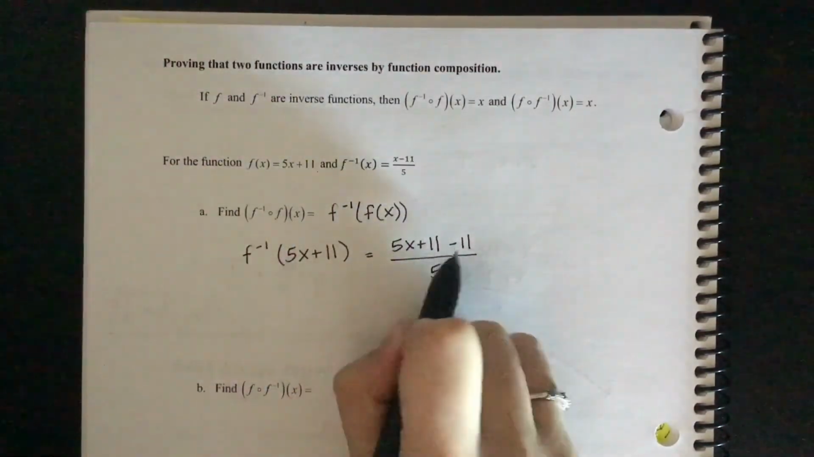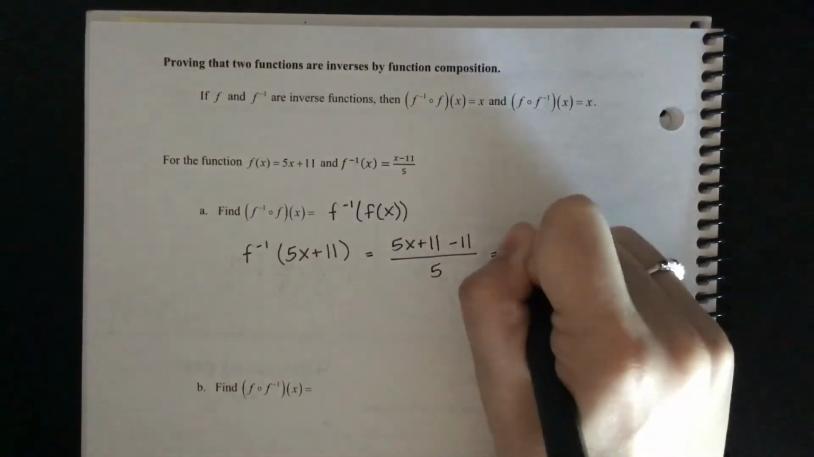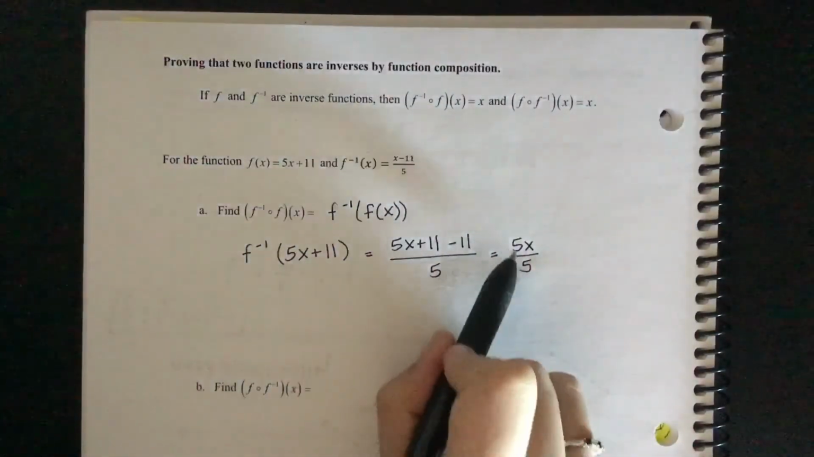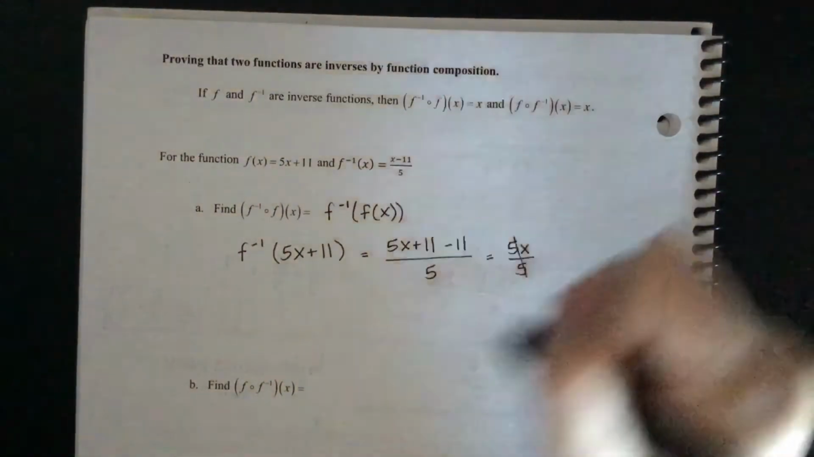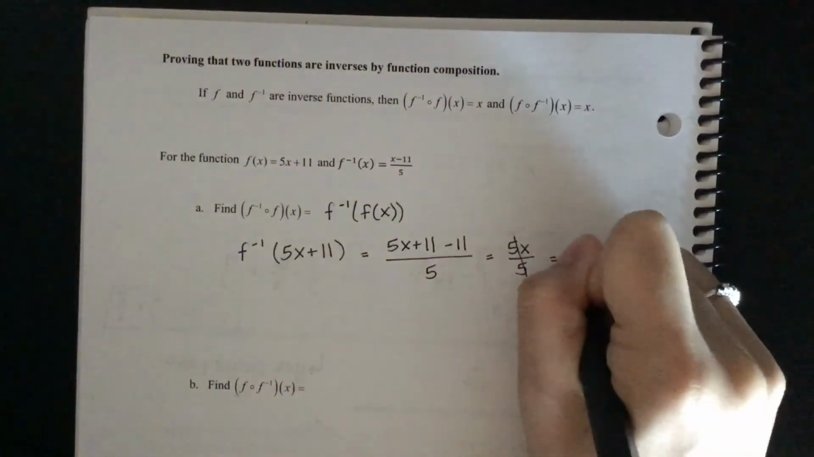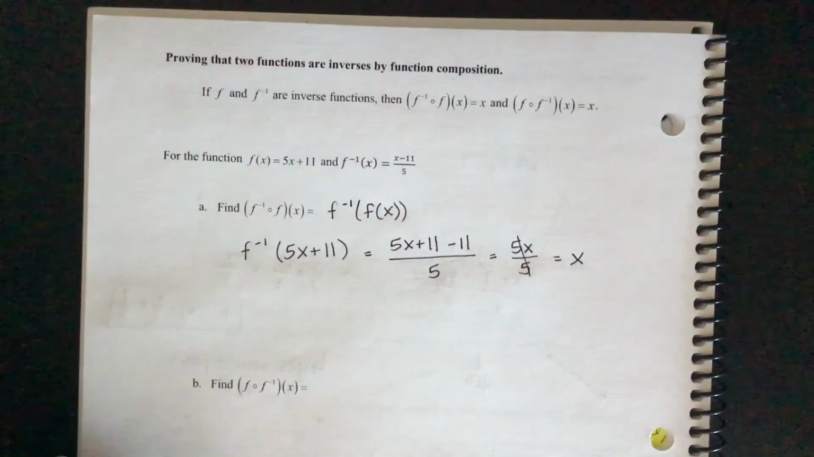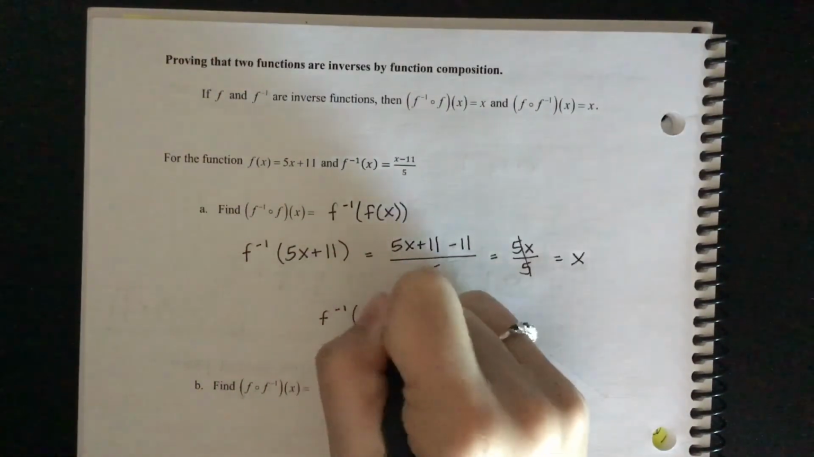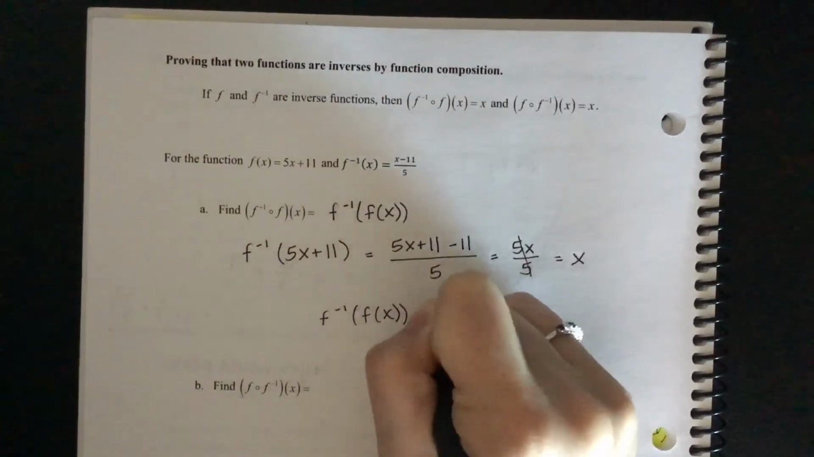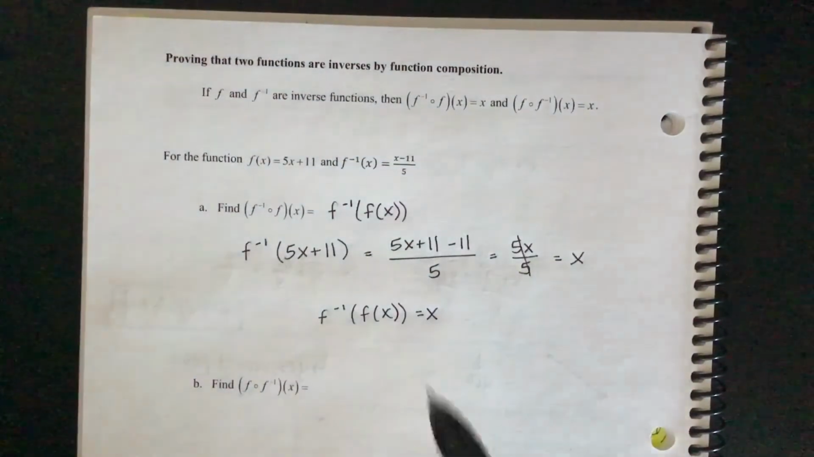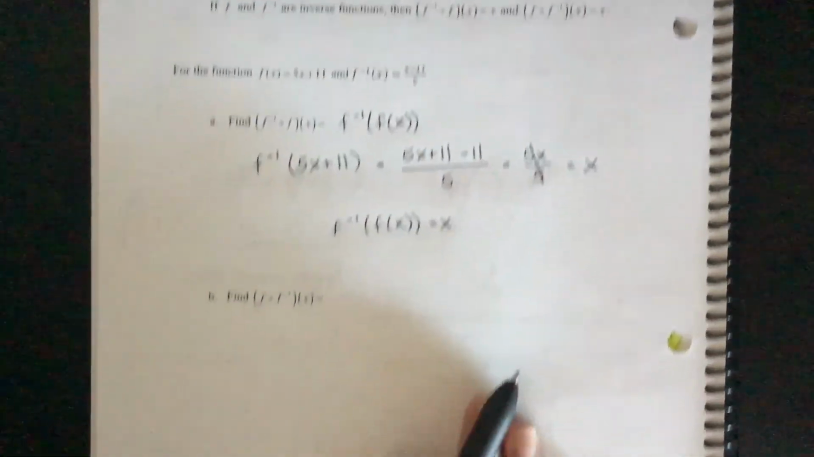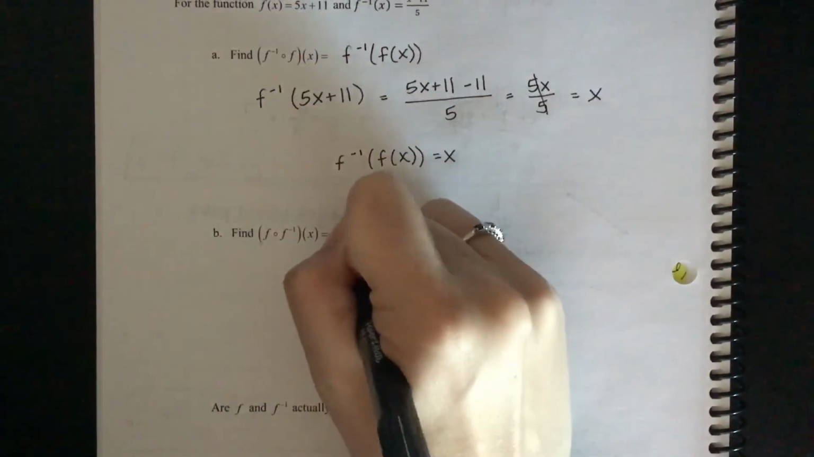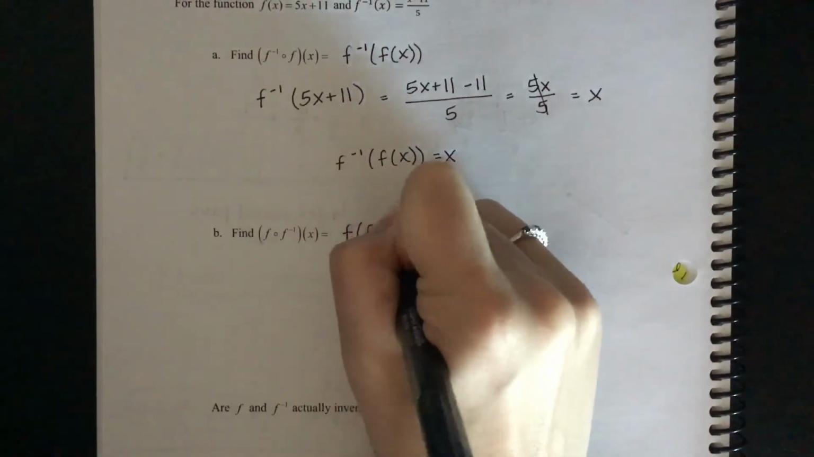I can simplify the top. 11 minus 11 is going to be 0. 5 divided by 5 cancels, and you're left with x. So we have proven that f inverse of f of x is just equal to x. Now we need to prove the opposite way. We need to prove that f of f inverse is also x. So I'm going to rewrite it, f of f inverse of x.